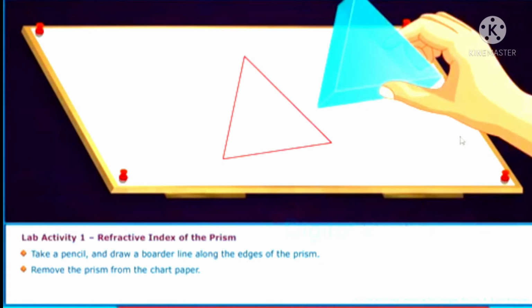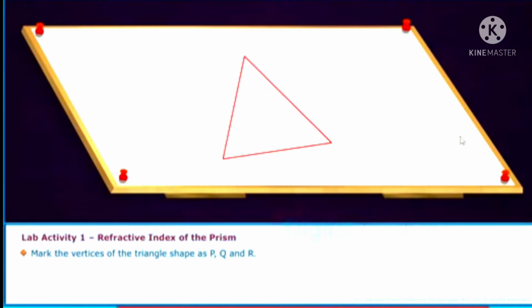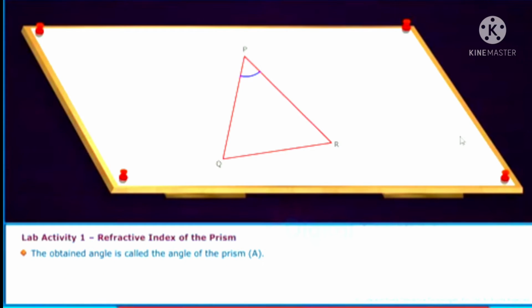Remove the prism from the chart paper. Now we obtain a triangle. Mark the vertices of the triangle shape as P, Q and R. The refracting surfaces could be rectangular in shape. Measure the angle between PR and PQ. The obtained angle is called the angle of the prism A.